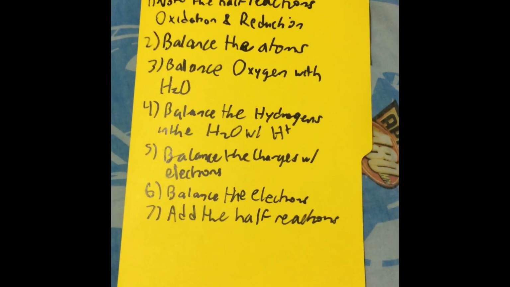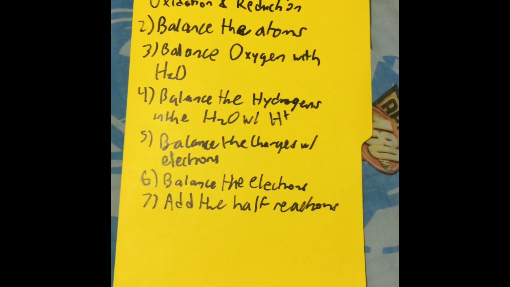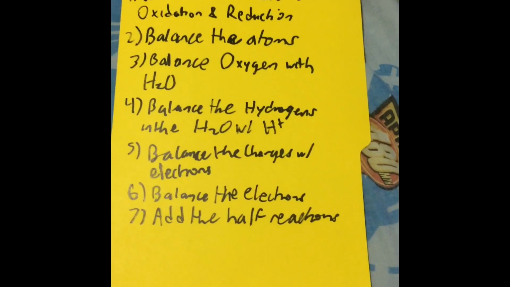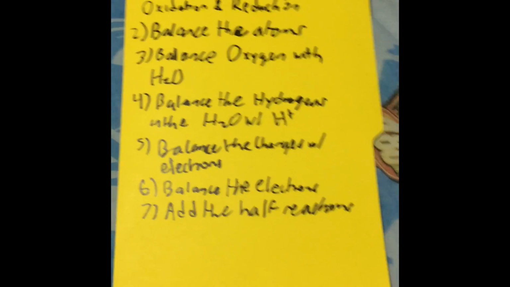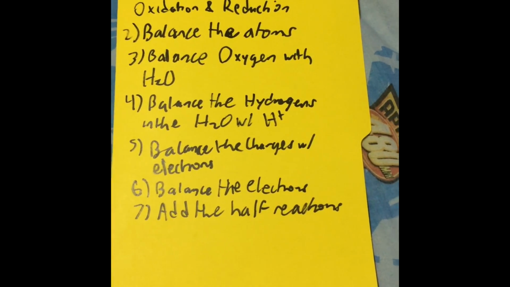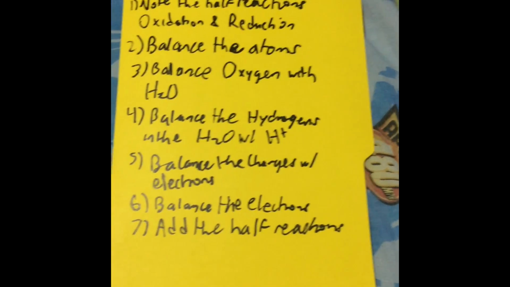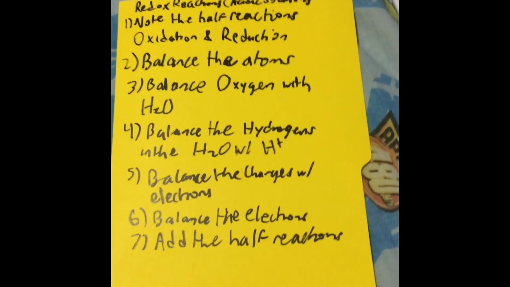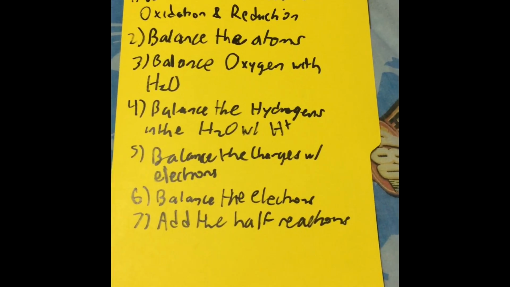Step 2. Balance the atoms. It's already obvious. Step 3. Balance whatever existing oxygen particles you see with water molecules. It's just simple. Just add water to the other side of the equation. Step 4. Balance whatever existing hydrogens you got from that water with hydrogen protons. It's just for the sake of balancing.